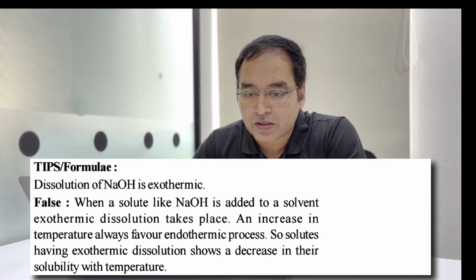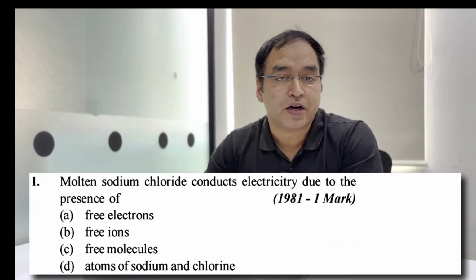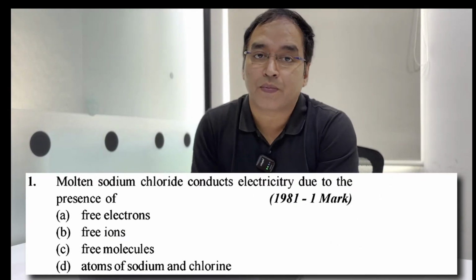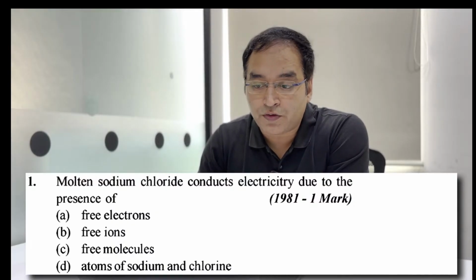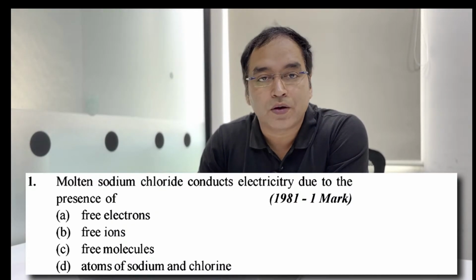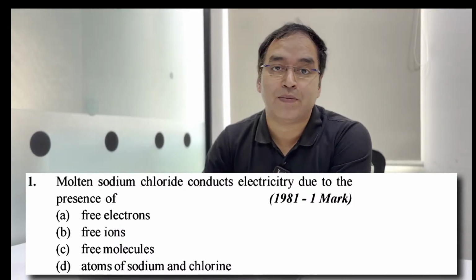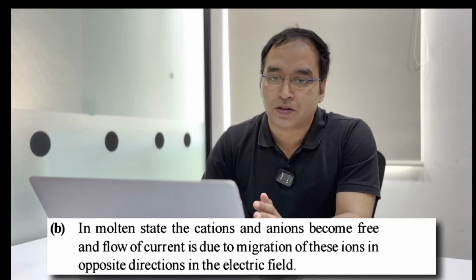Let's come to single choice options, MCQ with 1 correct option. Question number 1, molten sodium chloride conducts electricity due to the presence of, options given are free electron, free ions, free molecule, atom of sodium and chlorine. What is the correct result? Free ions, right? In the molten case, Na+Cl-. This is not a metal where you would talk about free electrons. Okay, answer this a little carefully.